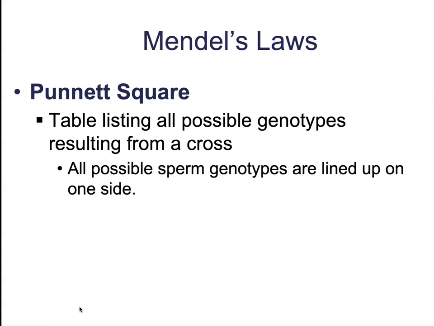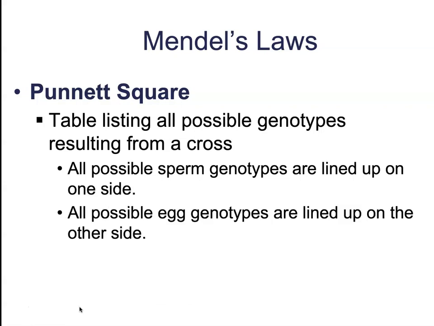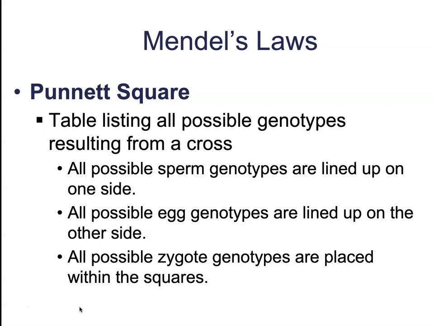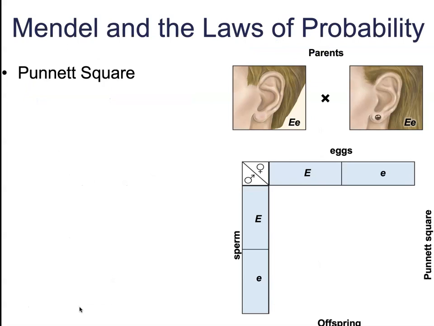All possible sperm genotypes are going to be lined up on one side. All possible egg genotypes are going to be lined up on the other side. All possible zygote genotypes will be placed within the squares. So here's an example of what that's going to look like.